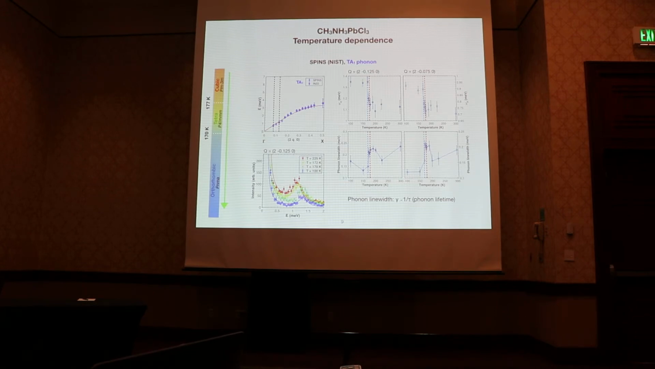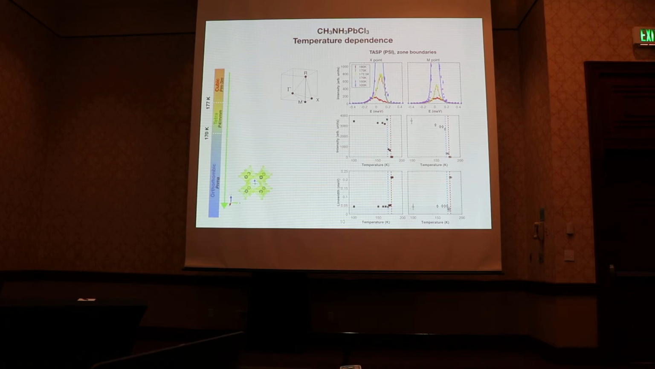We also followed the temperature dependence of these phonon modes. These are constant Q scans that were taken near the zone center. What we can see is a sudden increase of the energy position of this phonon mode, which indicates a sudden hardening of the phonon branch at the orthorhombic transition. And this goes along with a bump in the phonon line width just above the transition. So this indicates that you have a shortening of the phonon lifetime just above the transition.